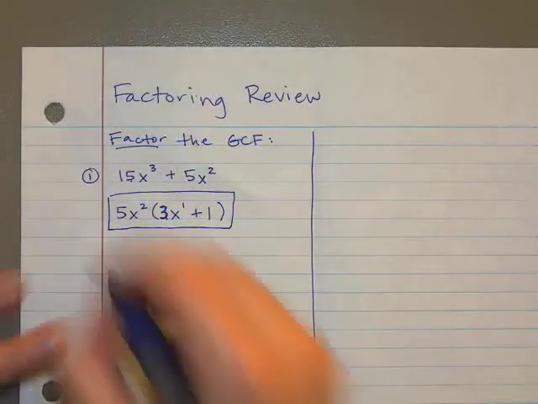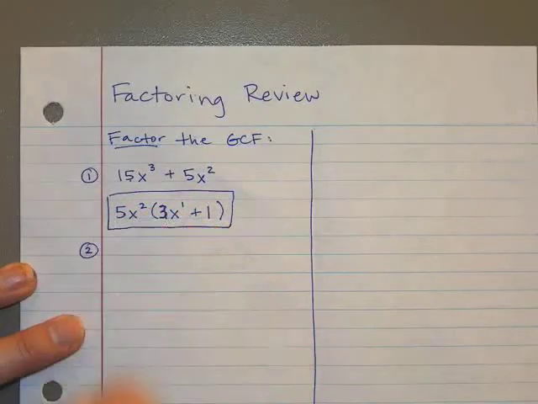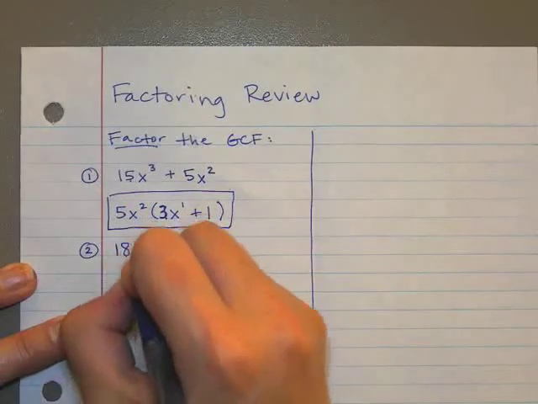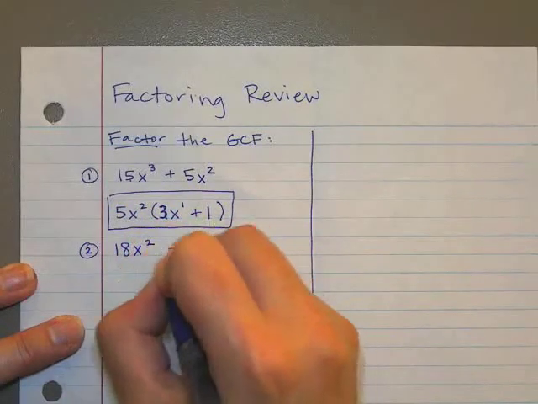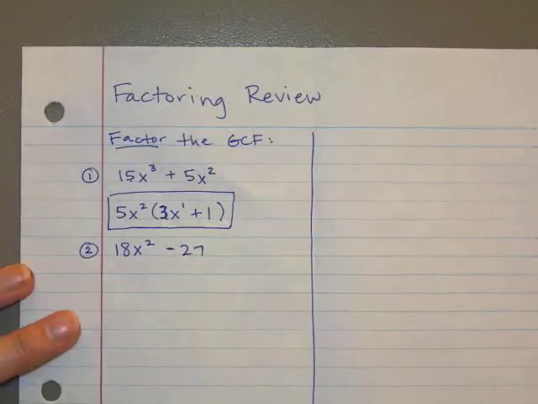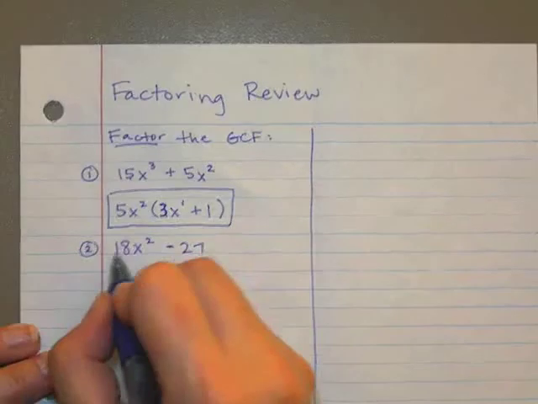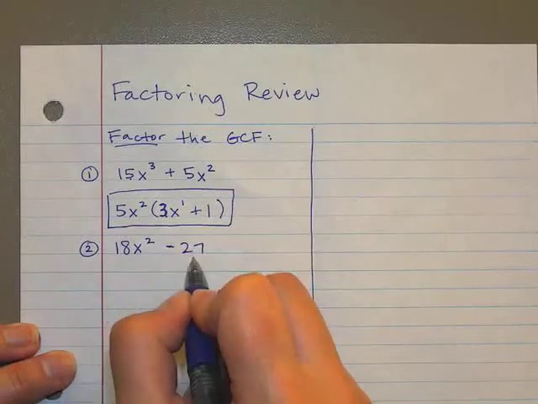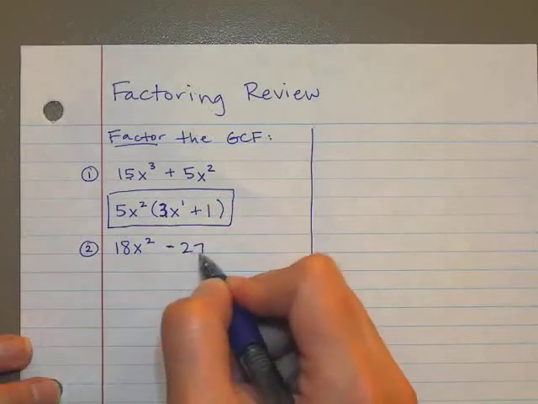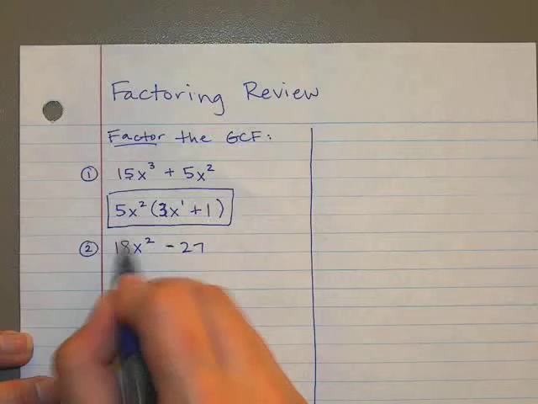All right, so let's try another one. Number 2. 18x squared minus 27. Okay, 18x squared minus 27. Well, I need numbers that go into 18 and go into 27. All right, honestly, I'm not great with 27, so let's find the things. We're going to pick the smaller number, and let's write our factor pairs.